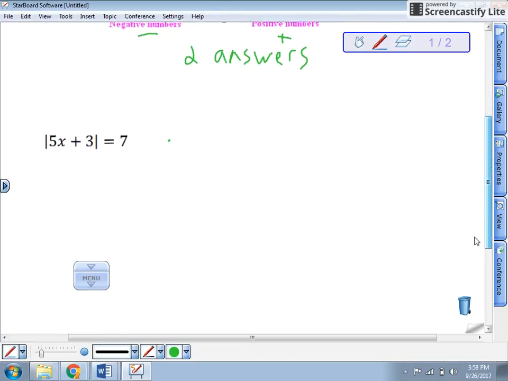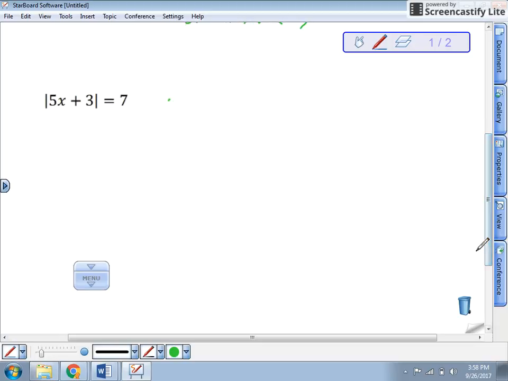All right, first one, the absolute value of 5x plus 3 equals 7. Well, our first step is going to be to isolate that absolute value sign. We don't want anything on that side of the equation other than our absolute value symbol, which is the case. There's nothing else over there. So once we do that, we need to rewrite two equations because there's going to be two answers. And here's how we're going to write it.